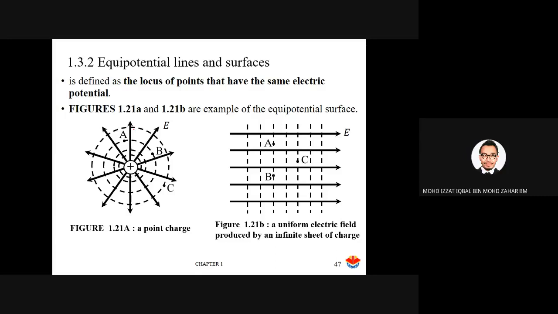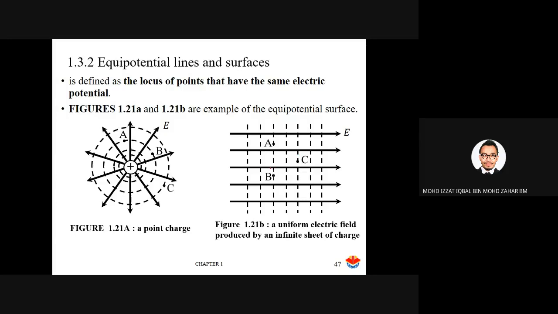Okay, so how to draw the equal potential line? It is important for you to be able to draw it as well. Sometimes they combine it, asking you to draw the electric field with equal potential lines. So the equal potential line actually represents potential lines. It's defined as the locus of points that have the same electric potential. This is the example. This one is for a point charge. Its shape is like this. For a uniform electric field, the shape is like this.